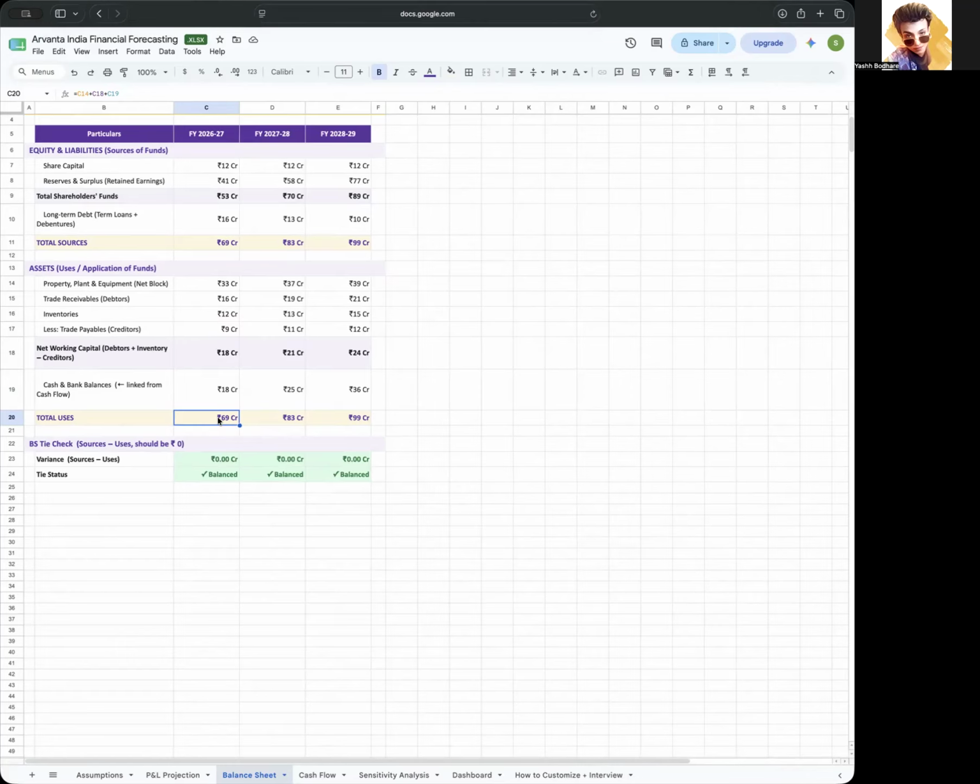Okay, so yeah, I think it's good enough. Now moving on to variance. What is variance? It's total sources minus total uses. If the result is zero, it means that every financial statement is correctly linked and the model is internally consistent. Now the formula here is C11 minus C20, that is C11 is total sources minus C20 is total uses. Total sources minus total uses. Okay, perfect.